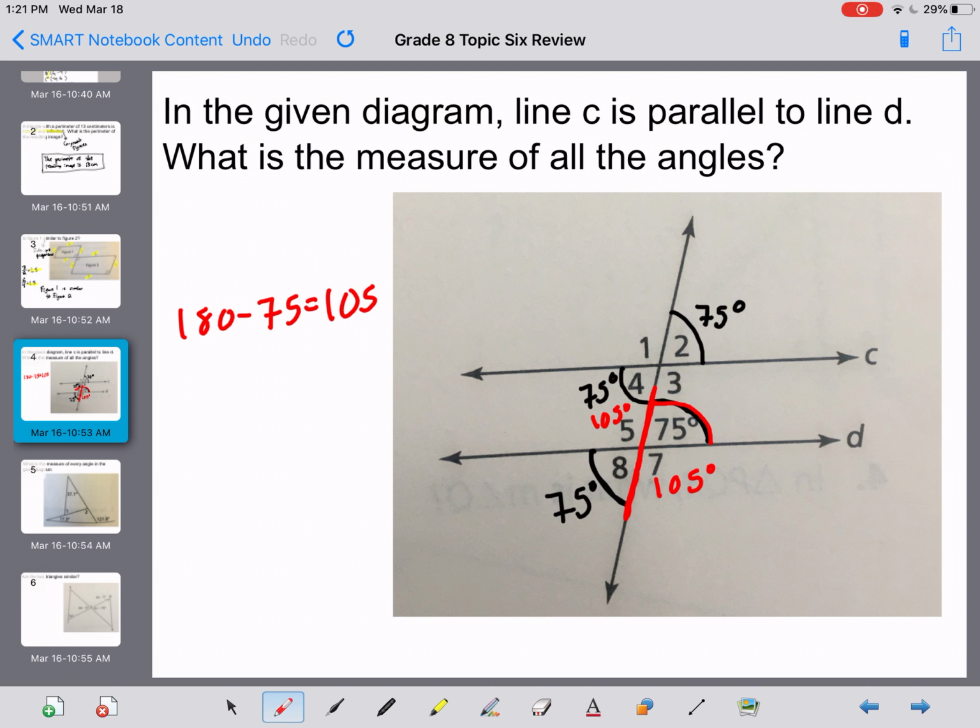Now to get my top angles, I can look at my corresponding angles. Angle 7 corresponds to angle 3. So that means that angle 3 is also 105 degrees. Angle 1 corresponds to angle 5, so that would also be 105 degrees. So anytime you're finding the measure of angles when you have parallel lines that are cut by a third line, make sure you use your corresponding angles to determine if the angles should add up to 180 or if they should be equal to each other.